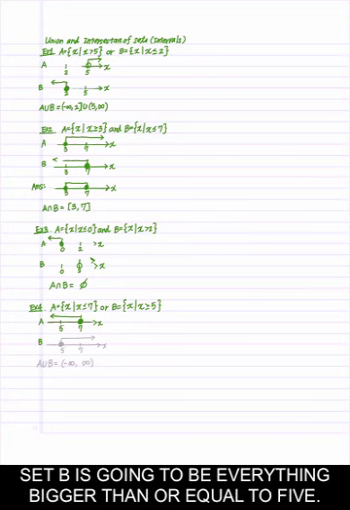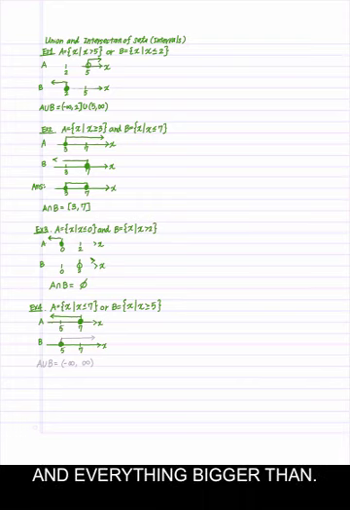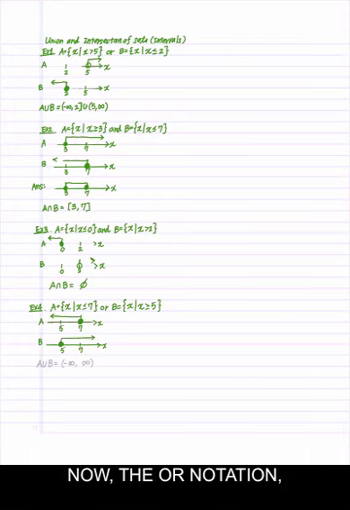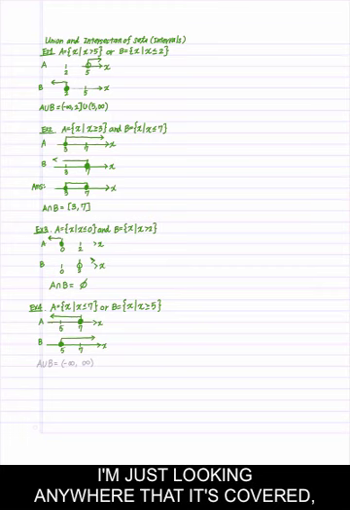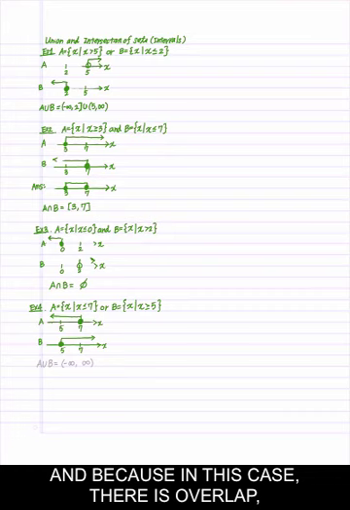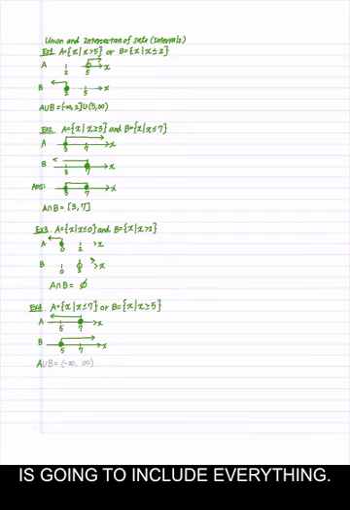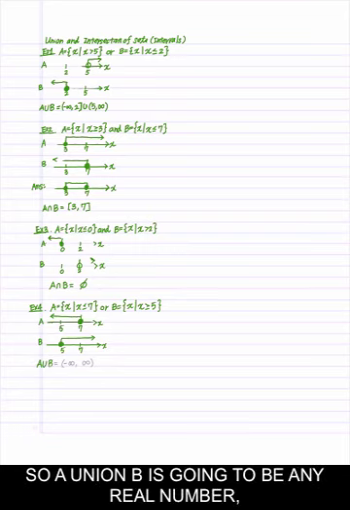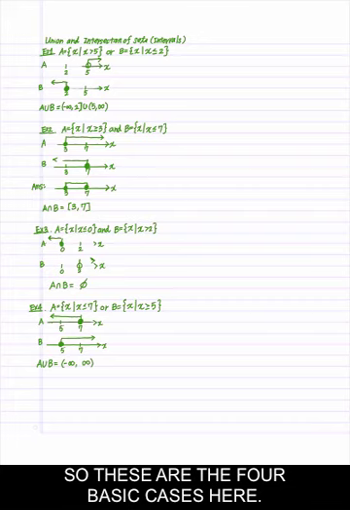Set B is going to be everything bigger than or equal to 5. So again, I'm going to have a nice solid circle, and everything bigger than. Now the OR notation, the OR means that I'm not looking for overlap, I'm just looking for anywhere that it's covered. And because in this case there is overlap, everything bigger than 5 or less than 7 is going to include everything. So A union B is going to be any real number, and we express that negative infinity to infinity. So these are the 4 basic cases here.